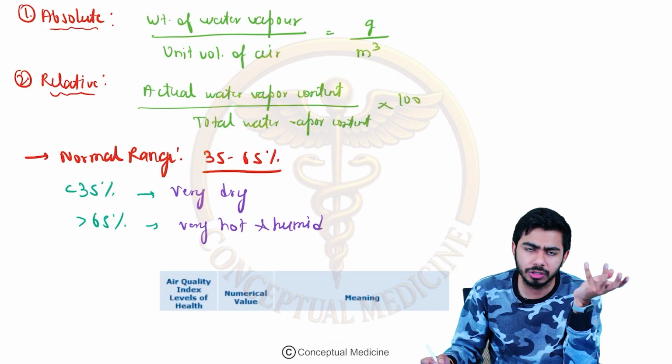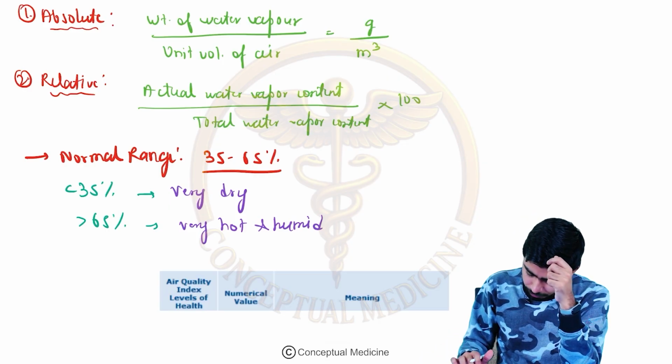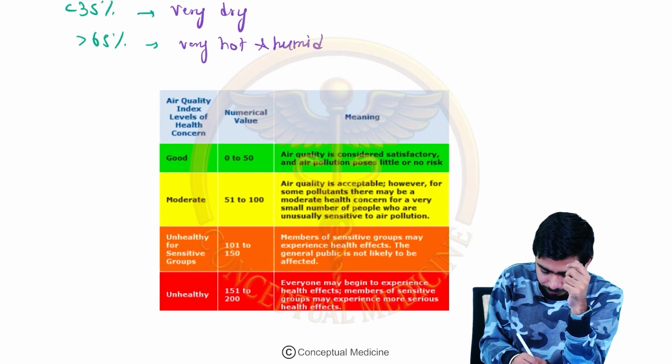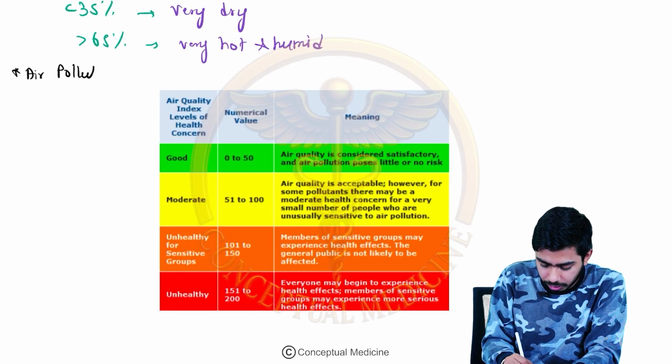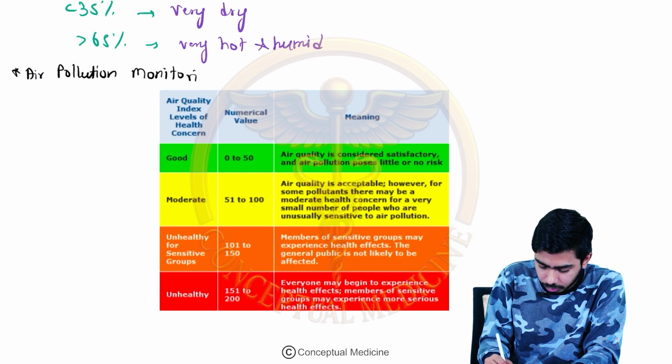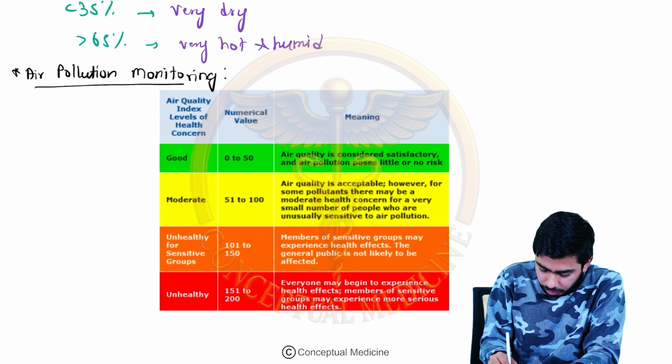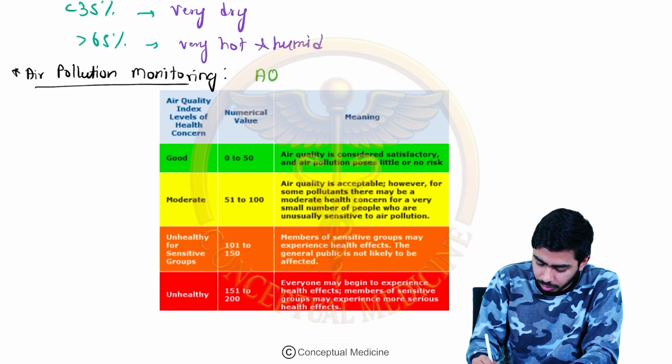So generally we are using these kind of terms, right? Now we shall talk about air pollution monitoring. Air pollution monitoring is actually generally done on the basis of the air quality index, right?